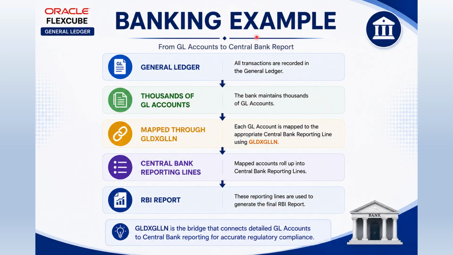Banking example. Now consider this at the bank level. A bank may maintain thousands of general ledger accounts. Through GLDXGLLN, the required GL accounts are mapped to the appropriate central bank reporting lines. These reporting lines can then form part of the structure used for regulatory reports, such as applicable RBI reporting for an Indian bank.